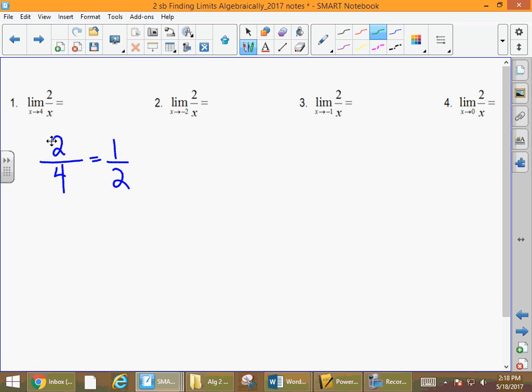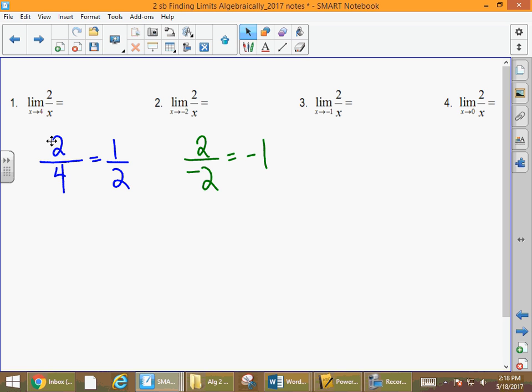The A value in problem number 2, the limit as x approaches negative 2, we're going to substitute in that value of negative 2 for x. So this time it's 2 divided by negative 2, and it's a legitimate number. 2 divided by negative 2 is negative 1. That's the value of our limit. When we substitute in negative 1 for x, our A value is negative 1. So this is going to be 2 divided by negative 1, which is negative 2.